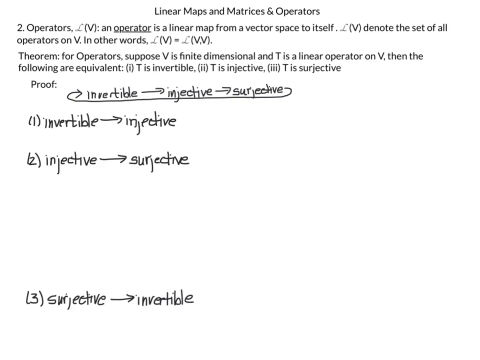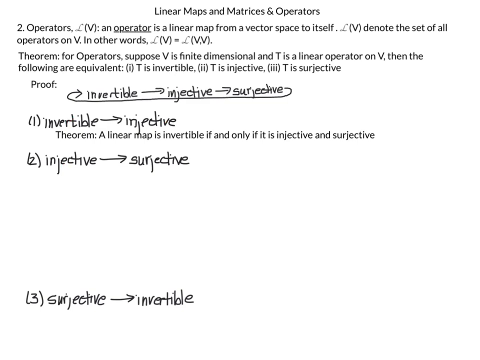So we have our 3 parts of our proof. We're going to start with invertible implies injective. And this first one is kind of easy because invertible automatically implies injective and surjective, right, from our theorem from our last video. So we get this one pretty easily.